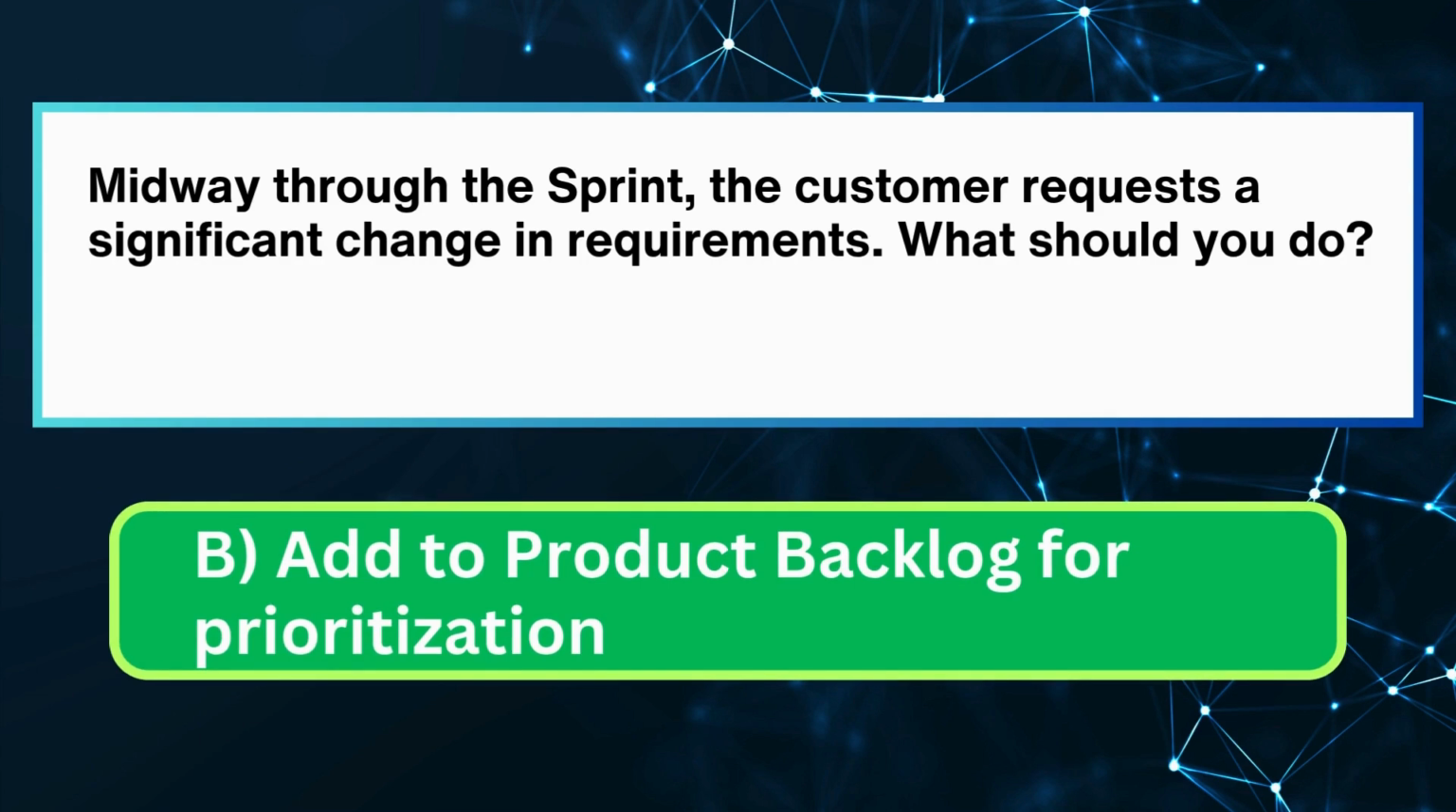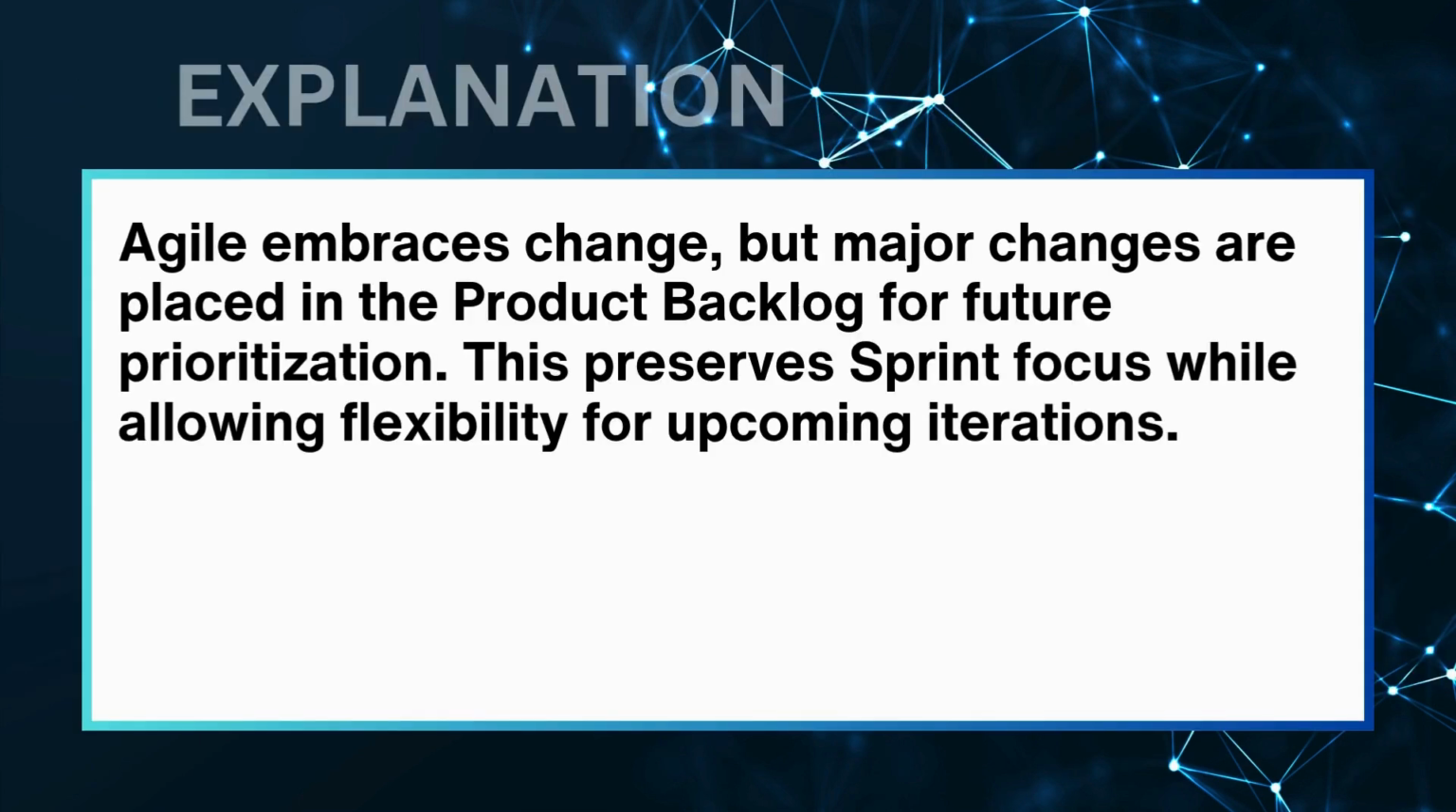The correct answer is B. Add to product backlog for prioritization. Agile embraces change, but major changes are placed in the product backlog for future prioritization. This preserves sprint focus while allowing flexibility for upcoming iterations.